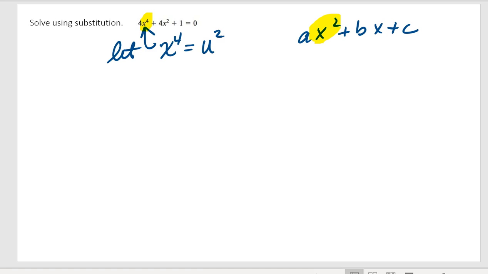So I'm going to make the substitution. And the way I do that is I write whatever that variable or variable expression is, I set it equal to u squared because I want this always to be a square. I want to take the square root of both sides just so I can see what u would be. So u would be x squared if I took the square root of both sides.